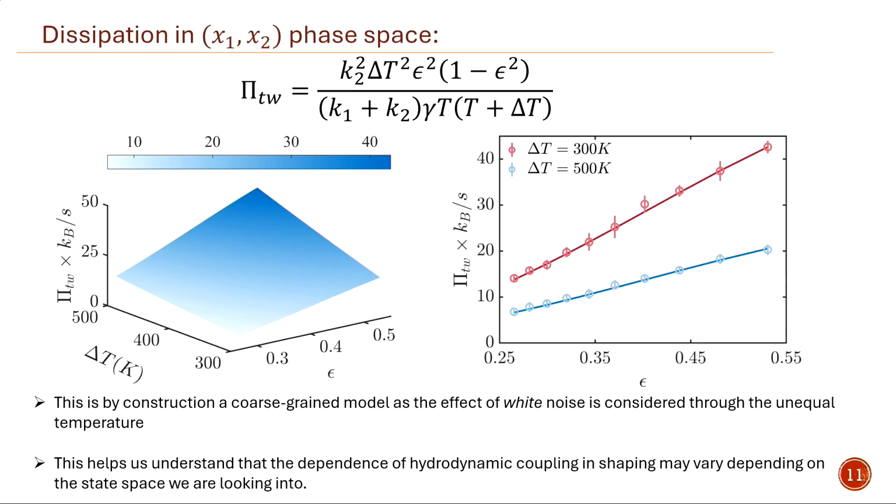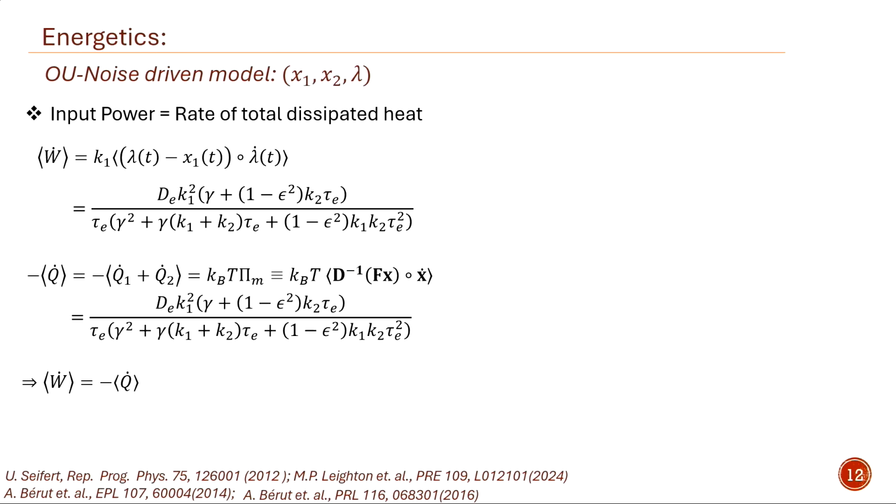So we can see that with the interaction strength epsilon, we can actually get a different trend depending on which phase space you are looking at. And by simply playing with the hydrodynamic coupling strength, you can get a non-equilibrium state with different entropy production. So then we look into the energetics.